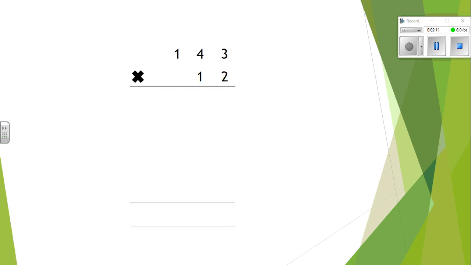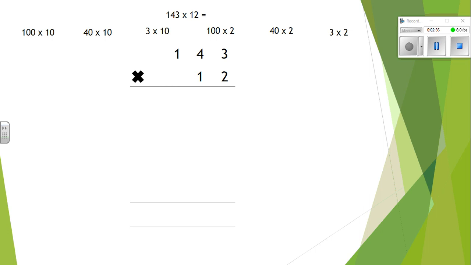Now, another way we can do this is a very similar method to what we looked at yesterday, and that was our long multiplication method. So again, we need to partition our numbers just like we did last time with our area model, but we're just going to show them at the top. So we've got 100 times by 10, 40 times by 10, 3 times by 10, and then we have 100 times by 2, 40 times by 2, 3 times by 2, and we are going to calculate them in our column method.